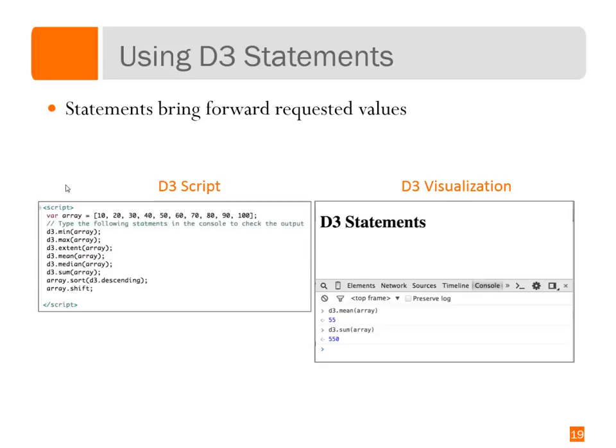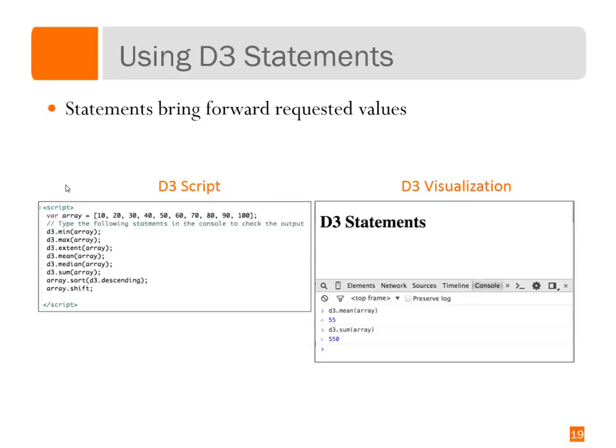So we're going to talk a little bit more about D3 statements. We've been using some of our D3 statements to create our canvas, to create some circles, create our bars. We've used D3 statements to adjust the width and the color. So now we're going to take a look at statements themselves, just to give you a fuller picture of what we're doing with these D3 statements. We put a statement in the code, and it's sort of like a command to D3: hey, we want you to do this. And so statements are a way to bring forward our requested values.